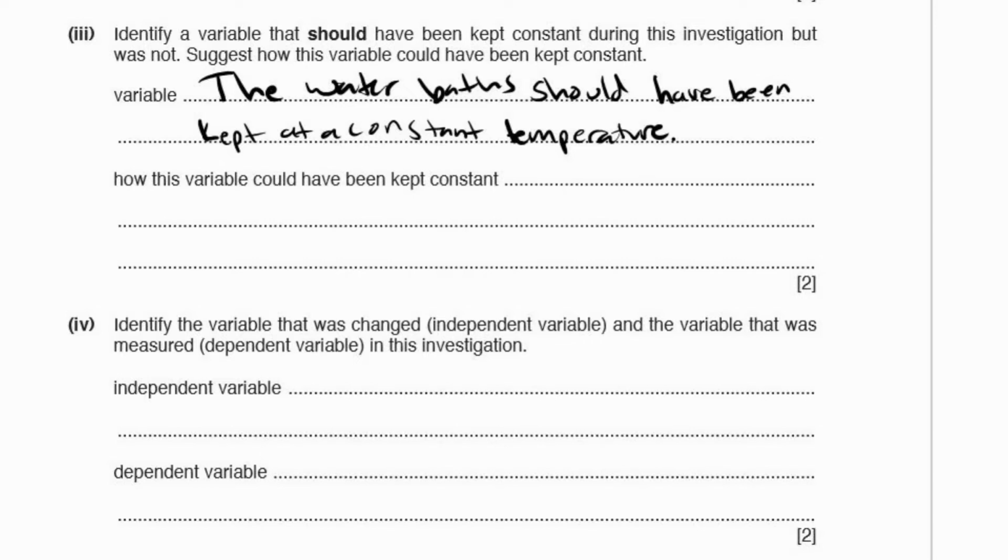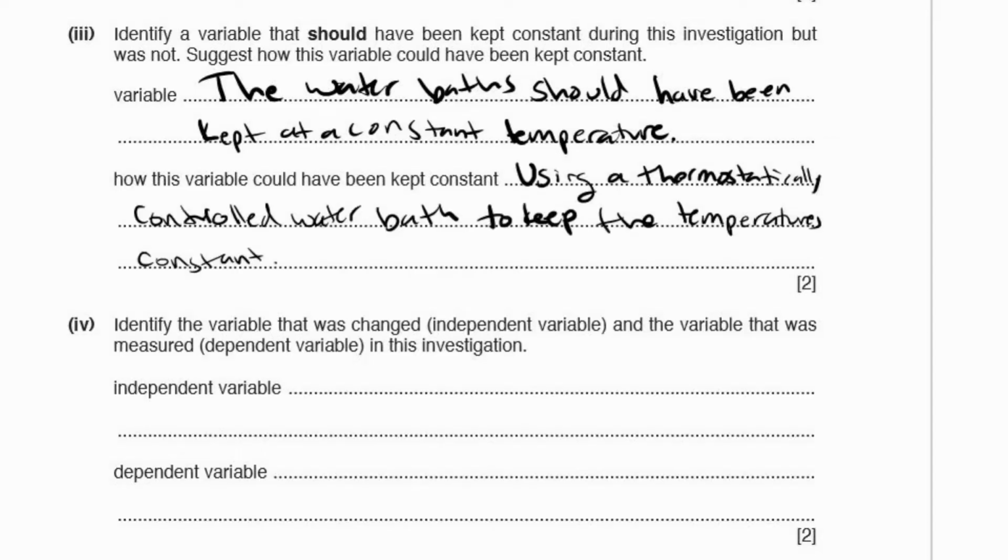And how this variable could have been kept constant? Well, the key word that they really like to see here is a thermostatically controlled water bath. That's the best way to do it. That's the best way to control the temperature. So the temperatures can be kept constant by using a thermostatically controlled water bath. And a thermostatically controlled water bath is basically a water bath that's controlled by an electrical switch. It will turn off if it's too hot. It will turn back on when it's too cold. And that's a much more reliable way of controlling the temperature.